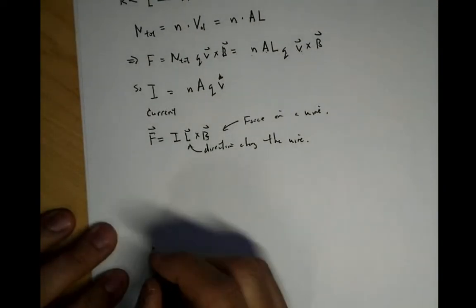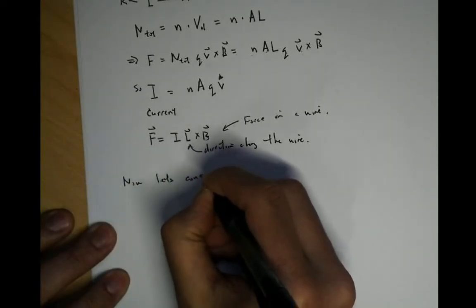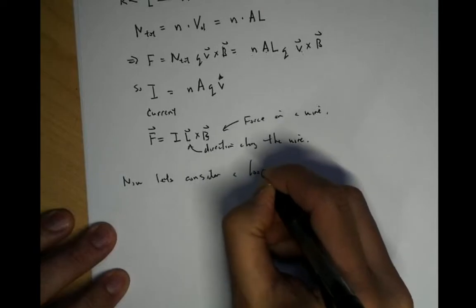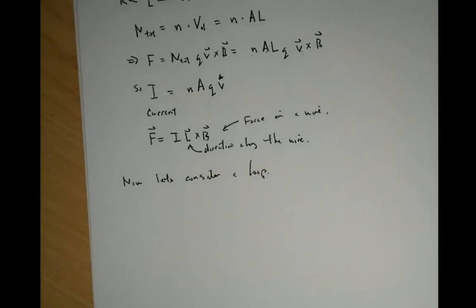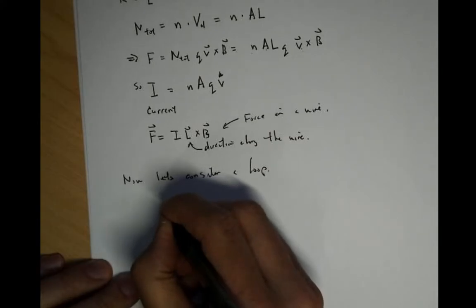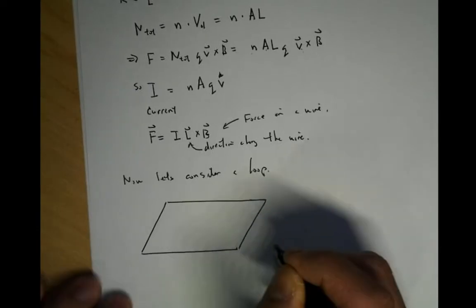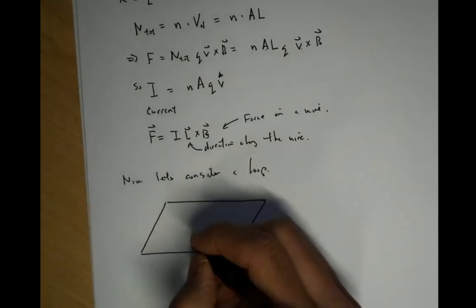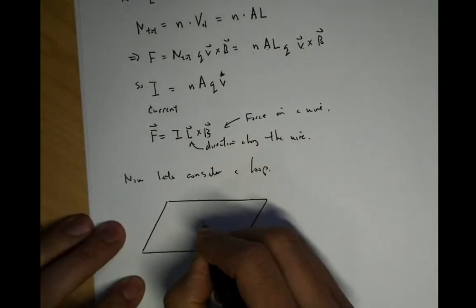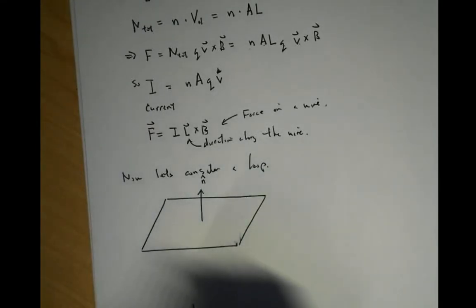So the next thing is now let's consider a loop. A loop's not all that different. I'm going to draw a nice square loop, rectangular, with right angles to each other. This thing has a normal vector sticking out of it. That's n hat.